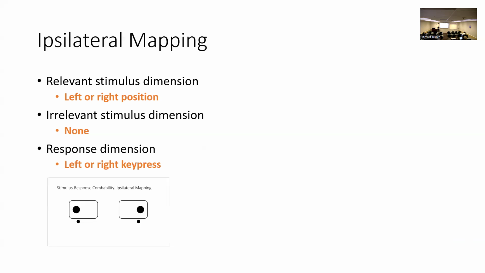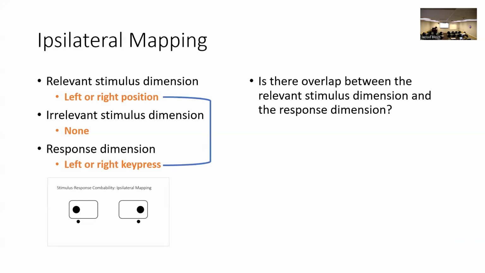Now what we need to do to answer those 3 columns is we'll look at the overlap between them. So the first is there overlap between the relevant stimulus dimension and the response dimension? That should be the first column. Well, stimulus dimension is left or right, response dimension is left or right, so yes, they have overlap. It's the same thing, right? Left or right, left or right. So we say yes, there is overlap.